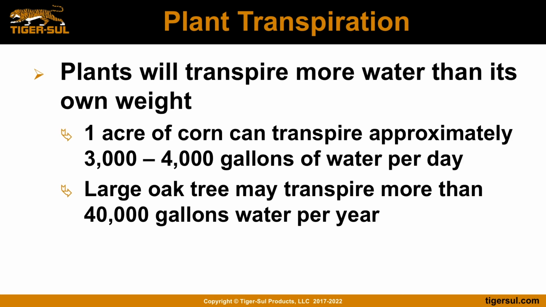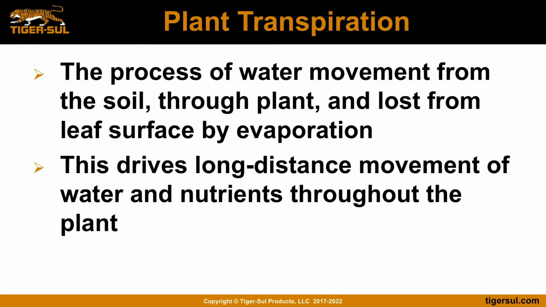Plants will transpire more water than their own weight, oftentimes in significantly greater amounts. For example, 1 acre of corn can transpire approximately 3,000 to 4,000 gallons of water per day. 1 large oak tree may transpire more than 40,000 gallons of water per year. The process of water movement from the soil through the plant and loss from the leaf surface by evaporation is called transpiration. This drives the long-distance movement of water and nutrients throughout the plant.